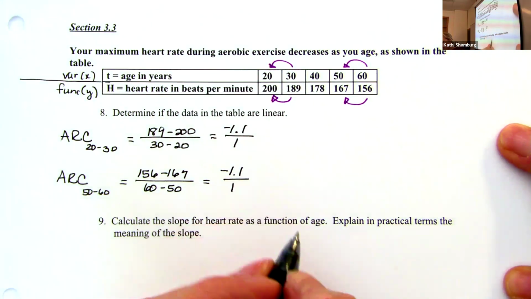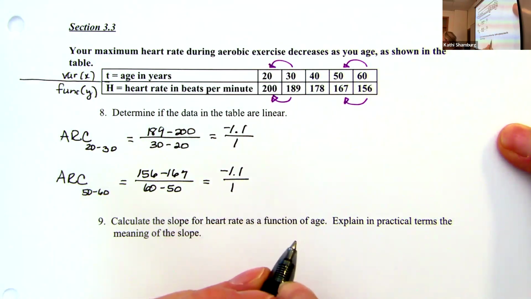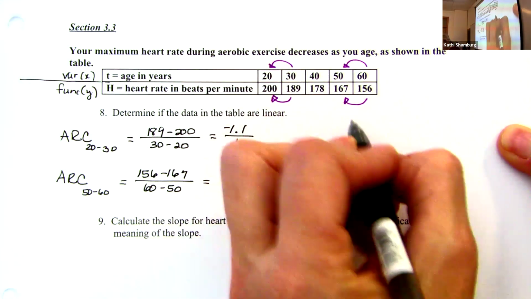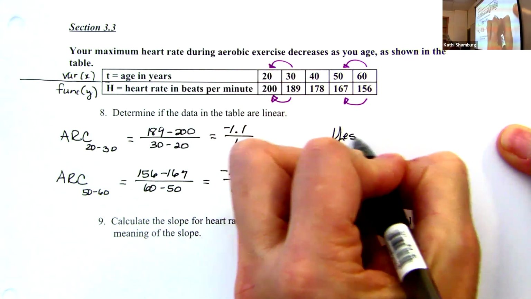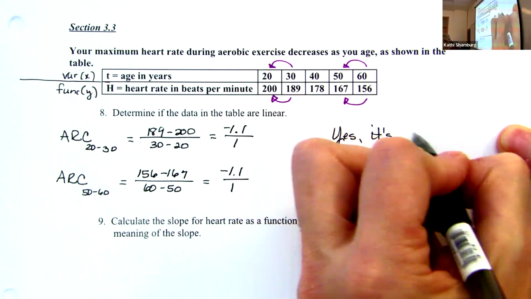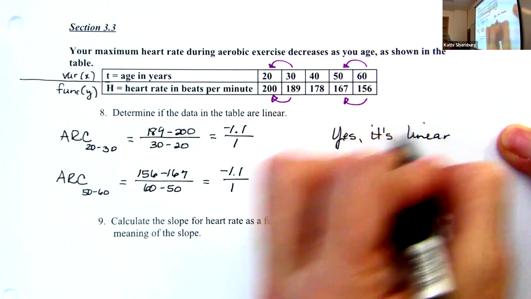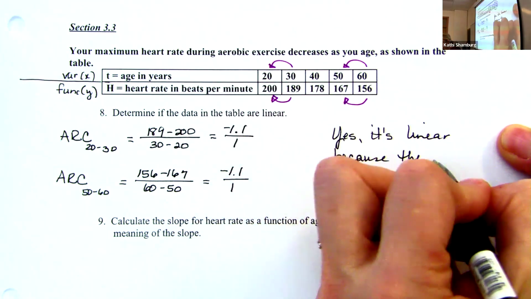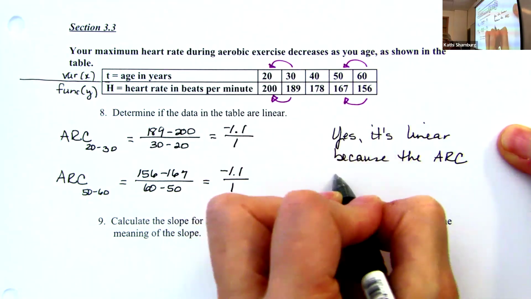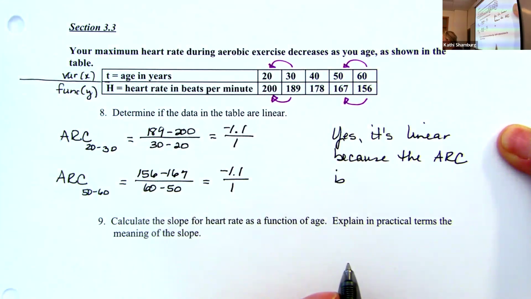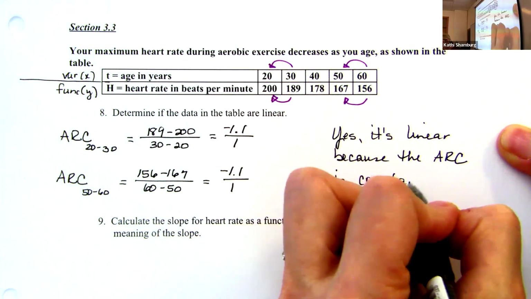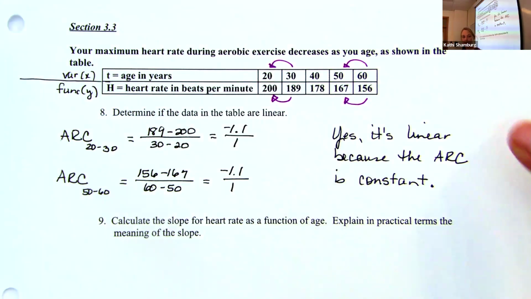And so if it asks you to explain, this one doesn't, but we did in notes all the time, and I don't remember on the test. So yes, it's linear because the average rate of change is constant. Y'all don't forget periods at the end of the sentences. Drives me crazy.